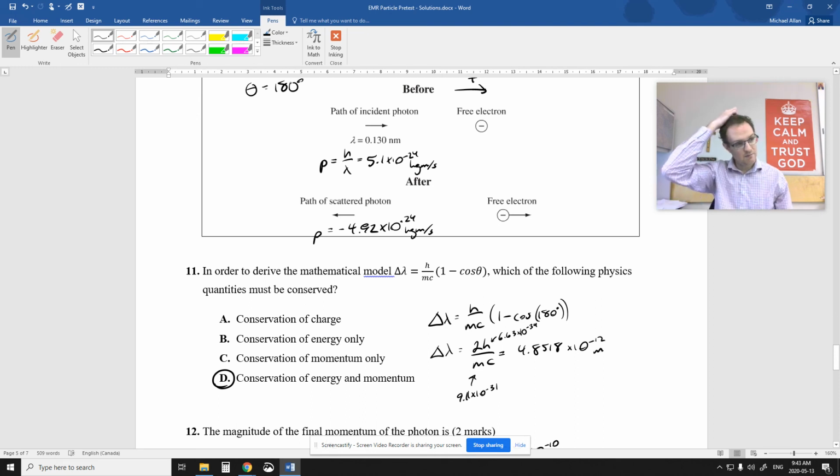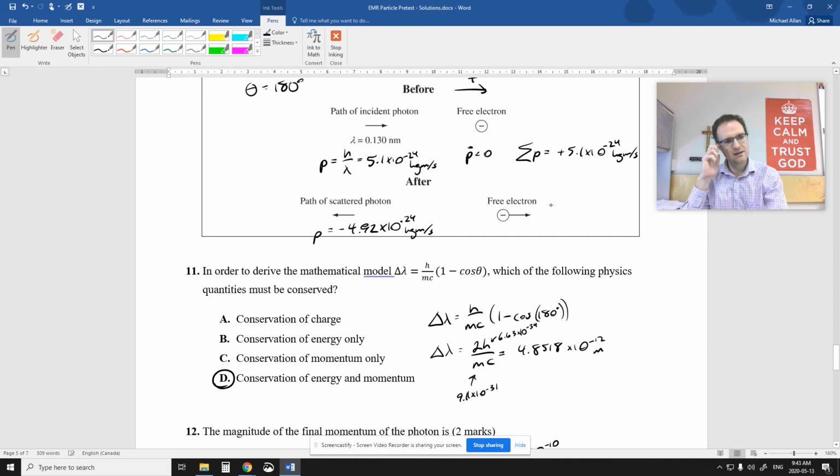Obviously, if I cover up the electron's side, the momentum of the photon is not conserved, because one's positive, one's negative. The momentum of the electron beforehand is 0. So the sum of the momentum before is going to be positive 5.1 times 10 to the negative 24 kilogram meters per second. That means the sum of the momentum afterwards also has to end up being positive 5.1 times 10 to the negative 24 kilogram meters per second.